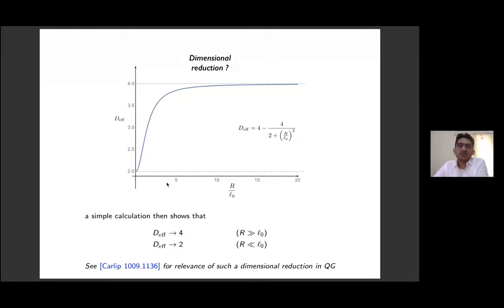Although the plot has been made by taking a specific form for S of sigma square, it can be shown that in the coincidence limit, the dimensions always fall down to 2, irrespective of the form of S of sigma squared. So that indicates dimensional reduction. This is also something which is known from various other arguments. There's a review by Carlip which discusses all of them.